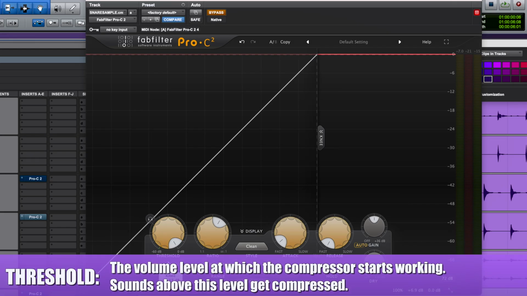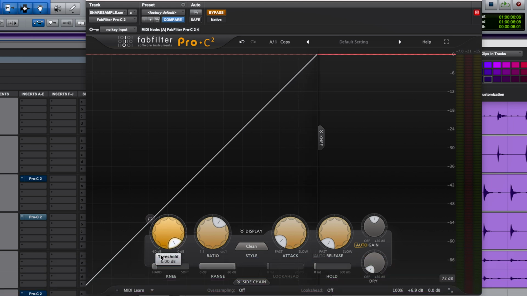First is the threshold. The threshold essentially is going to tell the compressor when to kick in. So if I had the compressor threshold set to the top, so you see this line move all the way up to the red there, the threshold basically, again, is going to tell the compressor when to kick in and start doing its thing. So I'm going to lower the threshold down now to a spot where it is inside the peaks of those transient spikes of the snare sample.